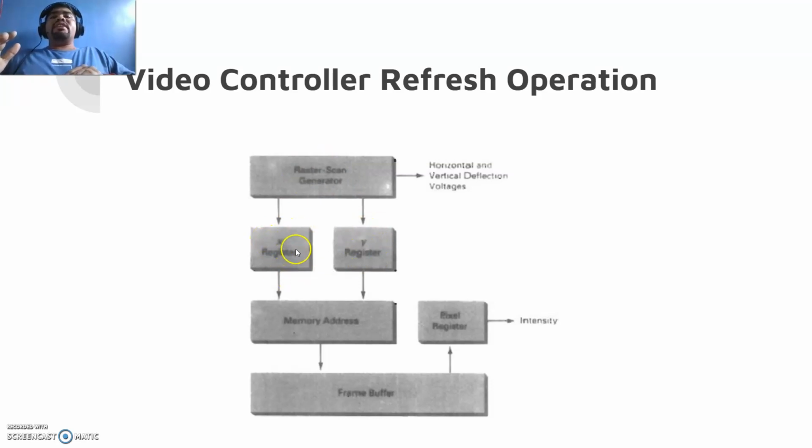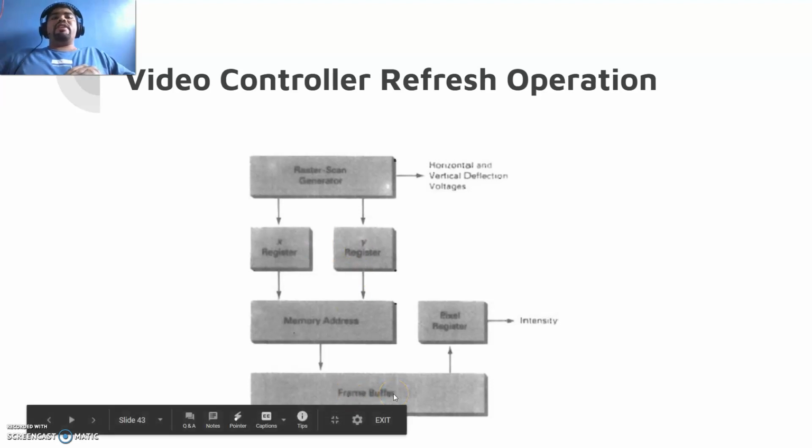Now this X axis and Y axis hold some information. It takes the information from the memory address about what it is going to display onto the screen. This particular information for the X and the Y axis is stored inside the frame buffer. Finally, the pixel register takes the data from the frame buffer and the intensity of it is displayed onto the screen. So this is how it works.